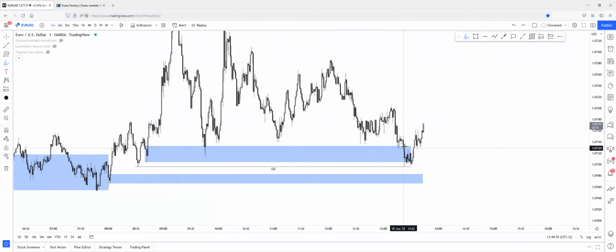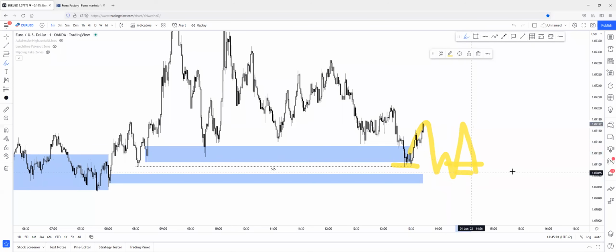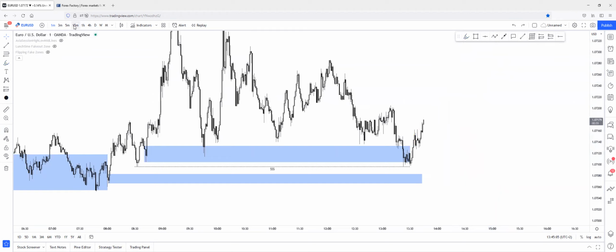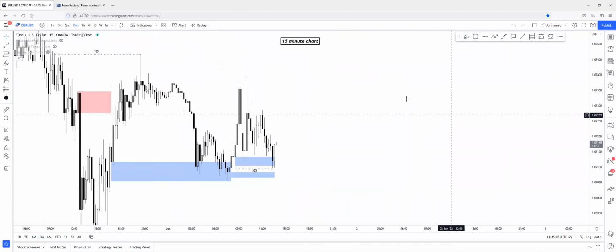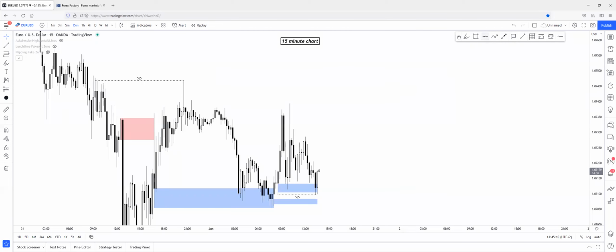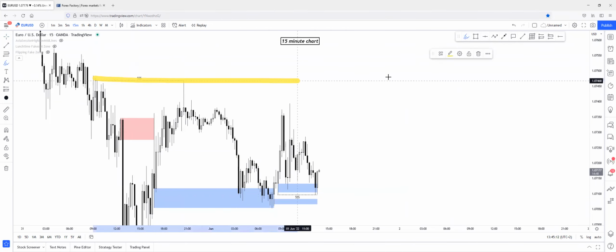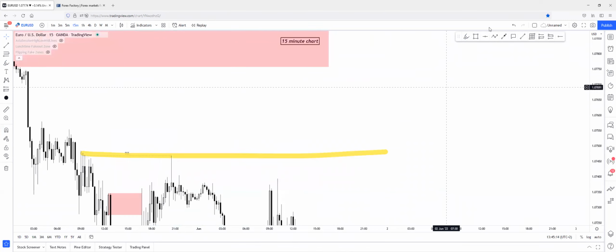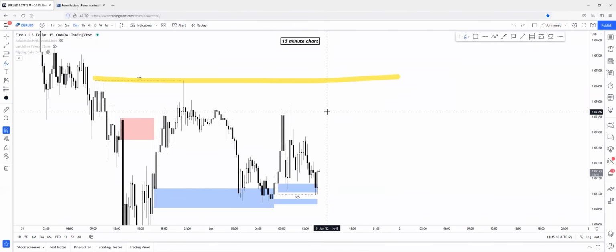So what can we expect here? We can expect the mitigation of this demand zone down here. We can expect the sweep of this liquidity, and we can expect the confirmation on this zone, right? If the confirmation happens, we can take this trade up to some supply zone. For example, on the 50-minute chart, we will find some good supply zone that we can target, or we can simply target this liquidity line right here. Or if you are greedier, you can target the 4-hour supply zone.